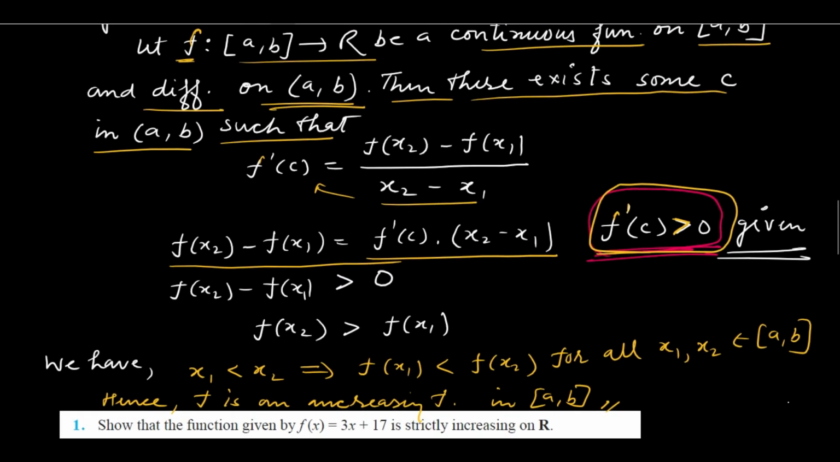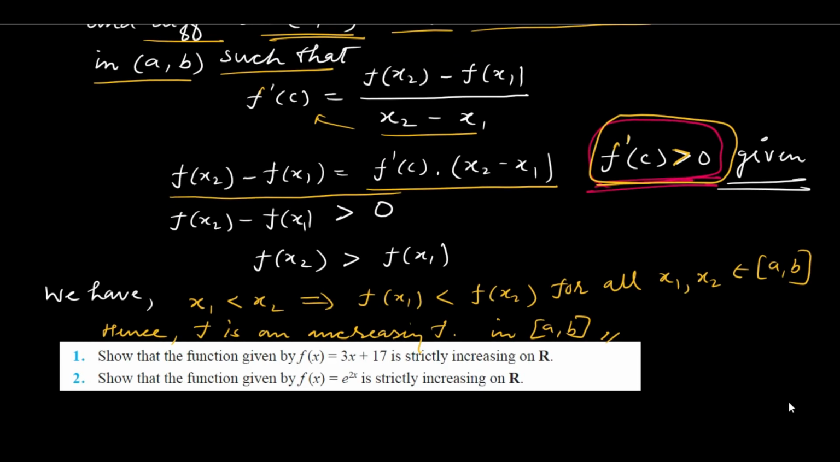We put this condition and we find f(x2) minus f(x1) is greater than 0, so f(x2) is greater than f(x1). Therefore we have x1 is less than x2 implies that f(x1) is less than f(x2) for all x1, x2 belongs to [a,b].